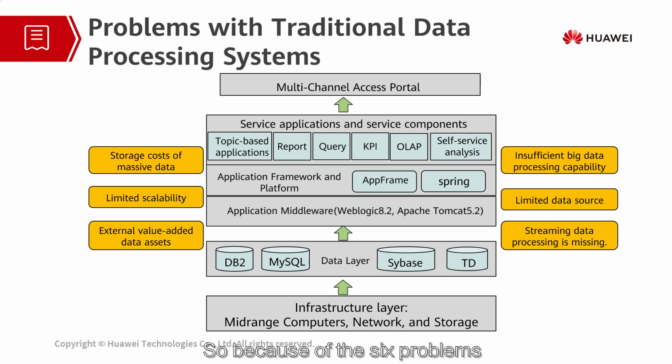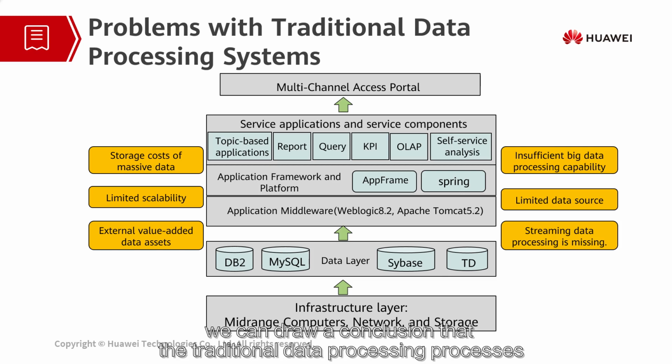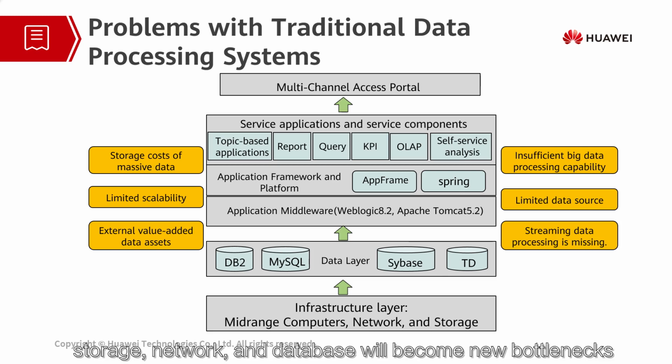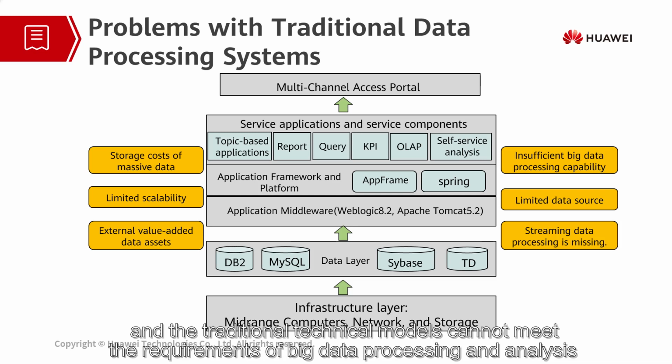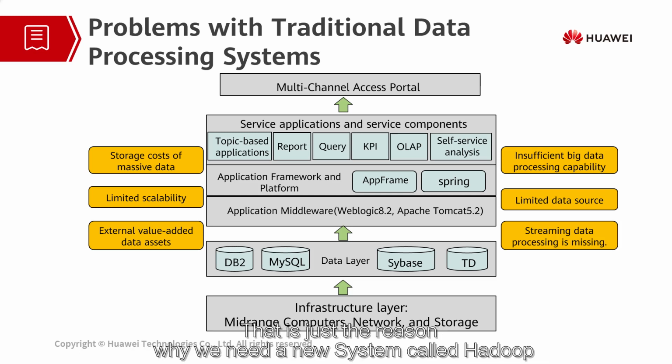So, because of the 6 problems, we can draw a conclusion that the traditional data processing, storage, network, and database will become new bottlenecks, and the traditional technical models cannot meet the requirements of big data processing and analysis. That is just the reason why we need a new system called Hadoop.